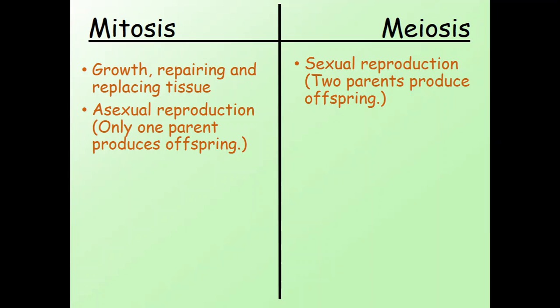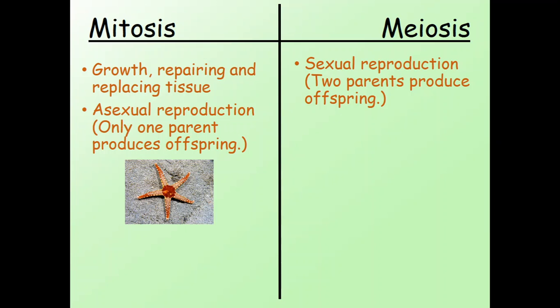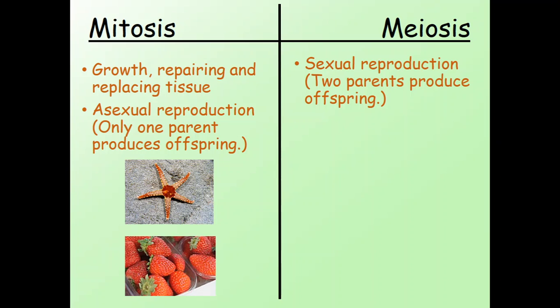There are not many animals and plants that reproduce asexually, but an example for an animal that can reproduce asexually using mitosis are starfish, and an example for a plant that can reproduce asexually using mitosis is strawberries.